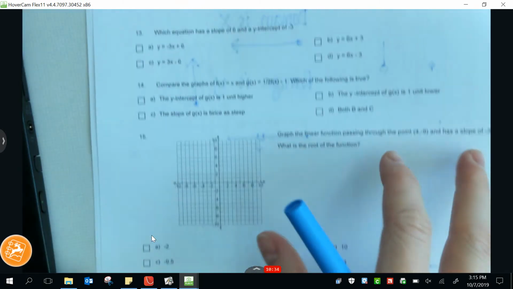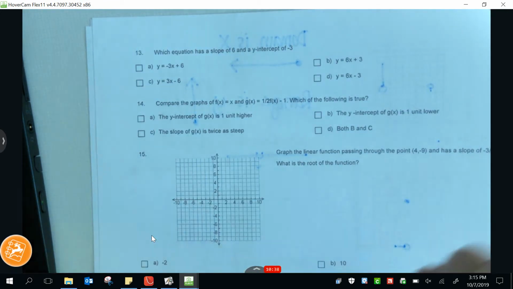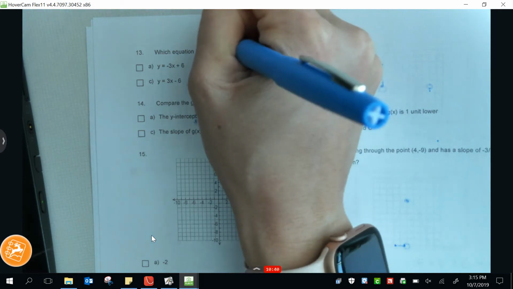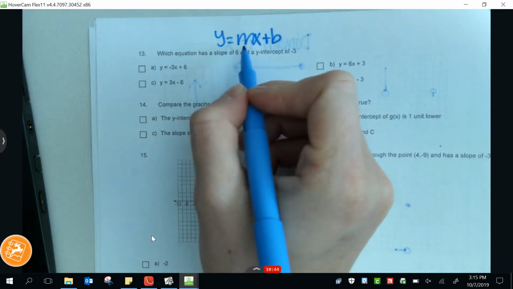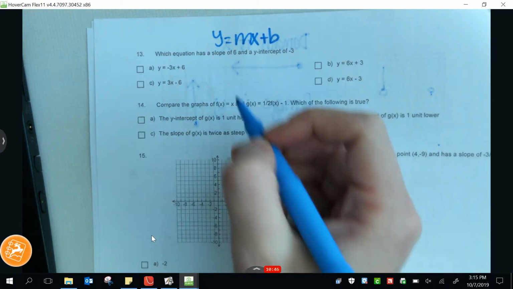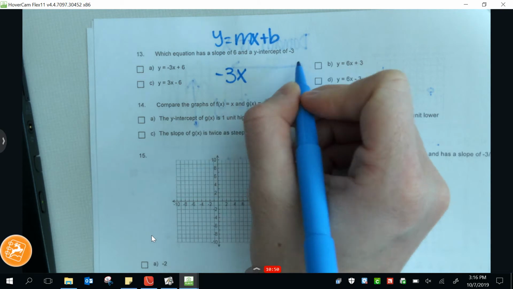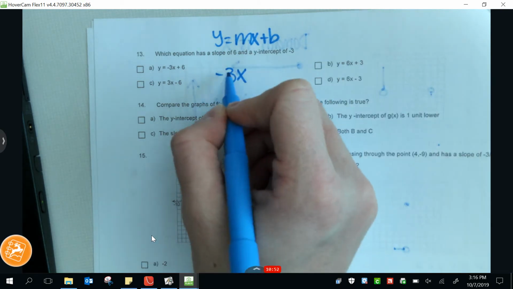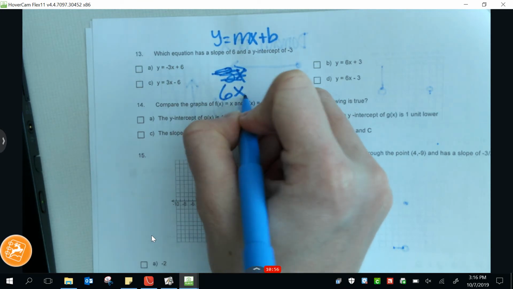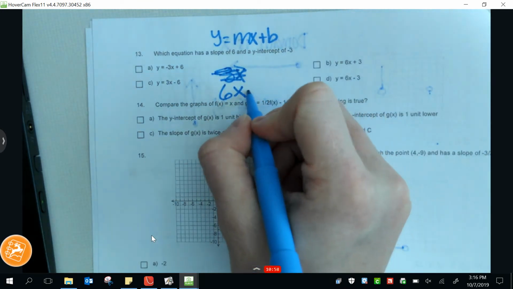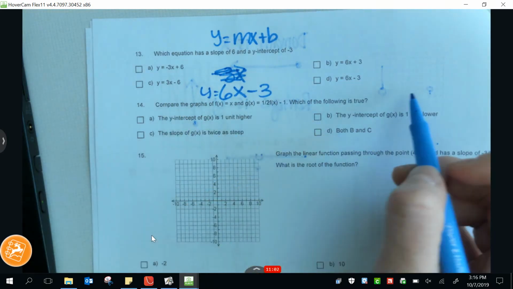Okay, on this one, which equation has a slope of 6 and a y-intercept of -3? So based on y equals mx plus b, just fill in your slope, fill in your y-intercept. Sorry, slope is 6, y-intercept -3, which looks like this one.